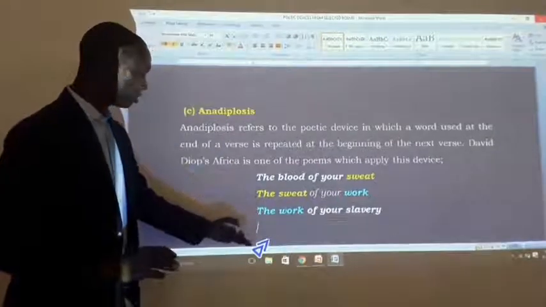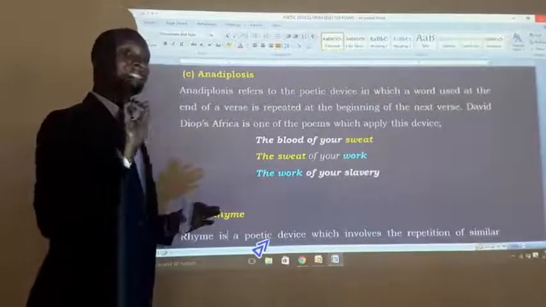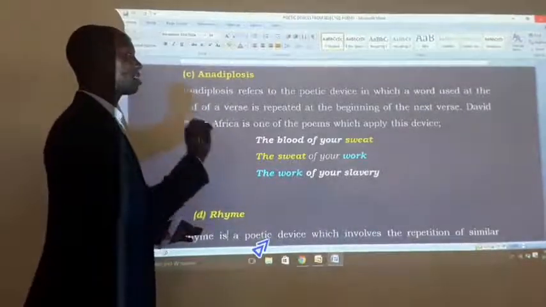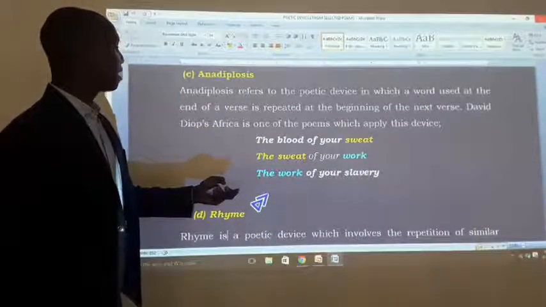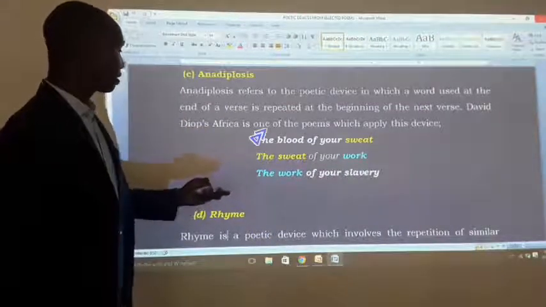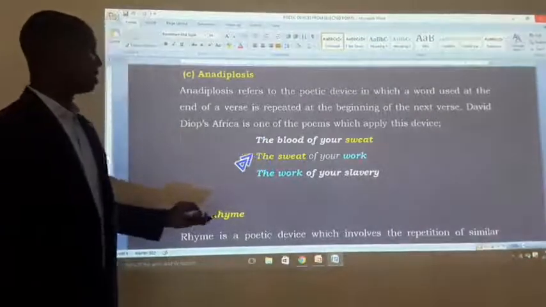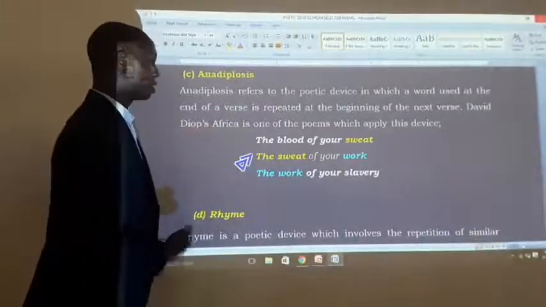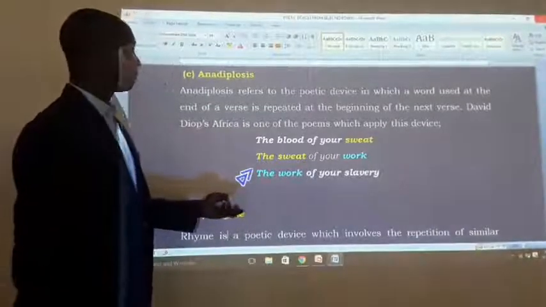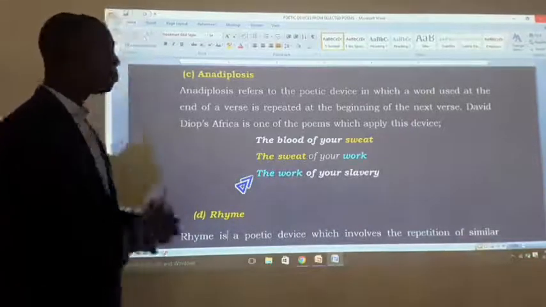And here is where we can see the blood of your sweat. The word sweat ends this verse, and the same word sweat becomes the first word in the next verse. If you can see, the verse ends with a word, then that word becomes the first word in the next verse. This is what is known as anadiplosis.